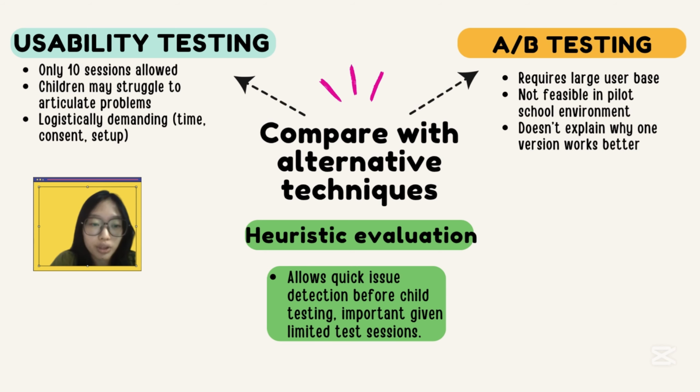Next is a comparison with alternative techniques. Usability testing is less suitable for this case study because only 10 sessions are allowed and children may struggle to articulate problems. And A/B testing requires a large user base and is not feasible in the school environment. So heuristic evaluation is more suitable for this case study because it allows quick issue detection before the child testing, which is important given the limited test sessions.